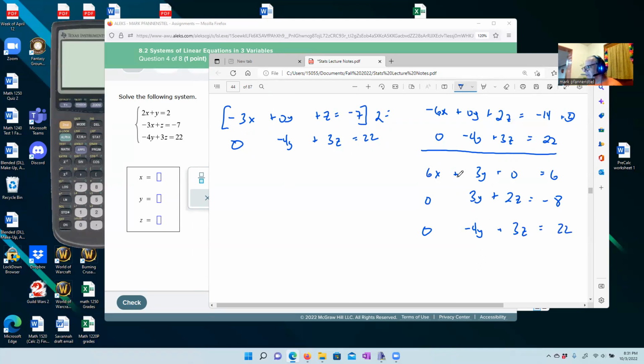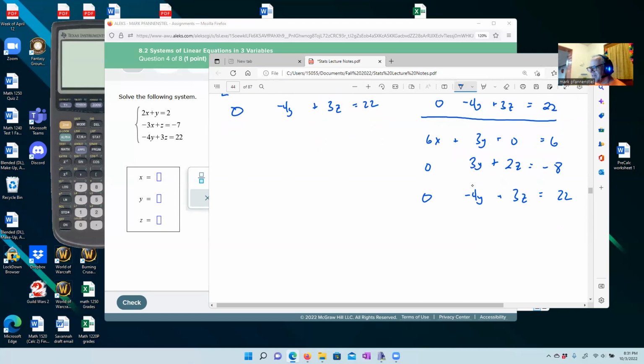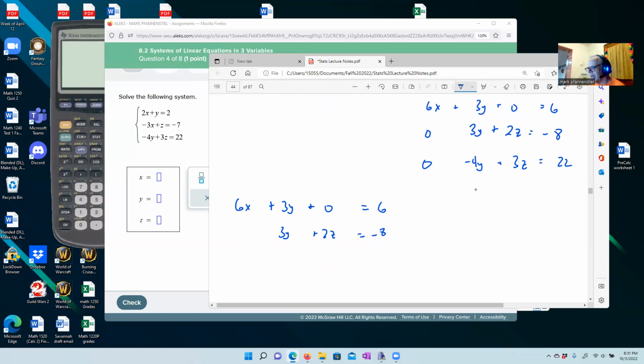Let me go ahead and summarize what we have here. So we have 6x plus 3y plus 0. It will take you a lot less time to go through this because you won't be summarizing every line. You don't have to do this, by the way. Then we have 3y plus 2z is equal to negative 8. And then we have minus 4y plus 3z is equal to 22.